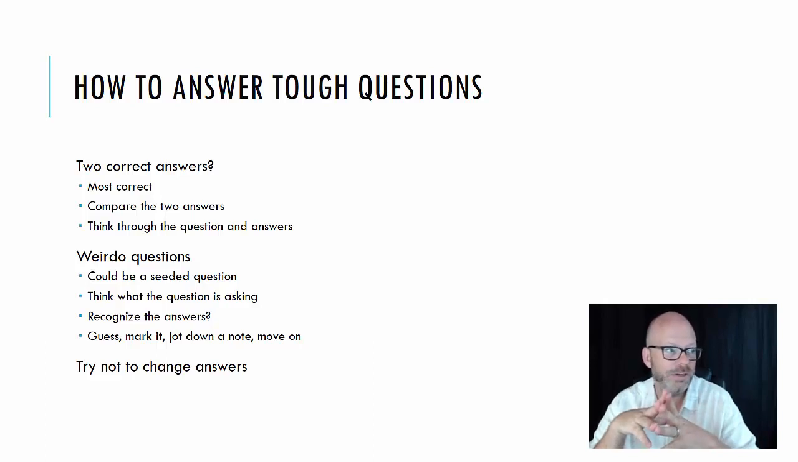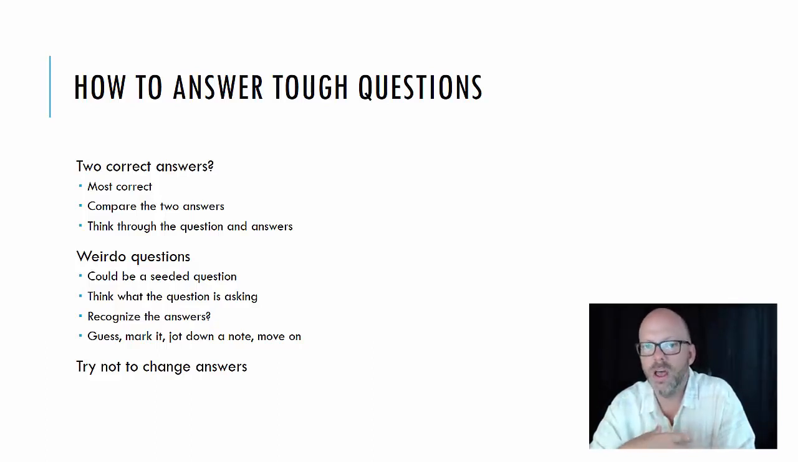Now, you will have some weird test questions, I guarantee it. So a weirdo question could be a seated question. So that's one thing to consider. It may not even count towards your score, but you won't know. Think about what the question is asking. Does it qualify any of the answers? Of course, one of the four answers will be the correct one. If you look at the answers, do you recognize the answers? Do you recognize the terms?